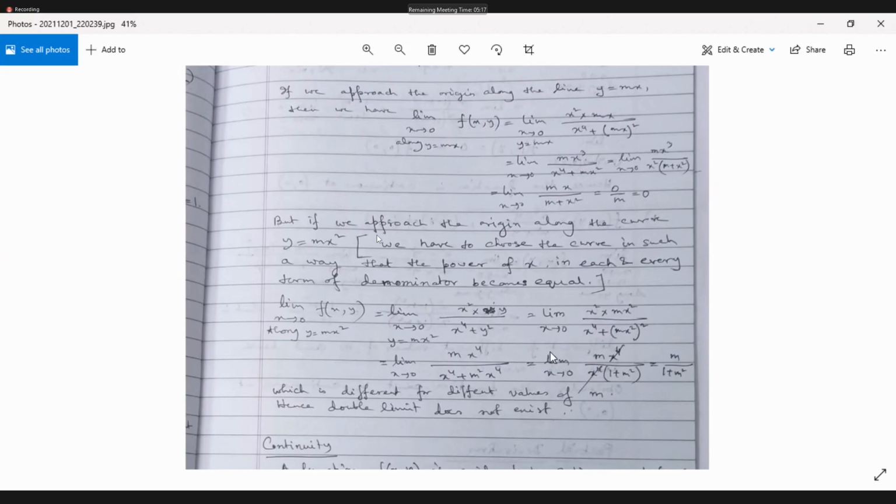So this is the limit x tending to 0 of x square into m x square by x to the power 4 plus m x square whole square. That is equal to m into x to the power 4 by x to the power 4 plus m square x to the power 4. Take x to the power 4 common, it will be m by 1 plus m square, which obviously doesn't exist, because this is different for different values of m. That means the double limit doesn't exist. Is that clear?